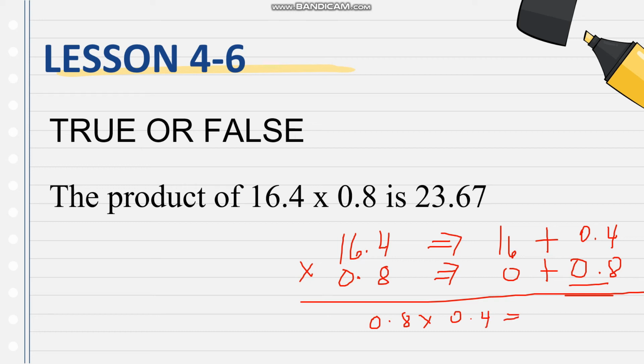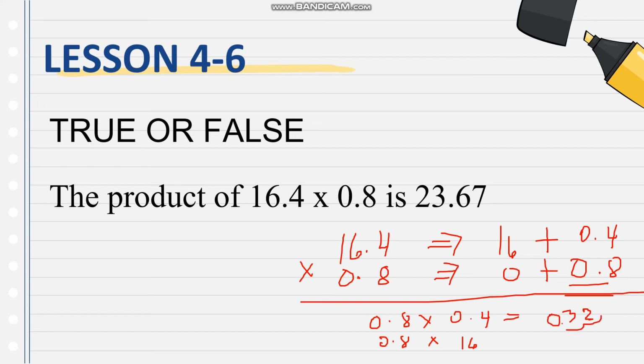The other one is 0.8 multiplied by 16 as a whole number. So you're done. Then 0. Since this is 0, there's no need to get the partial product because any number multiplied by 0 is 0. So the two partial products are 0. Then multiply 8 times 4, which is 32. You have two decimal places, so 0.32.